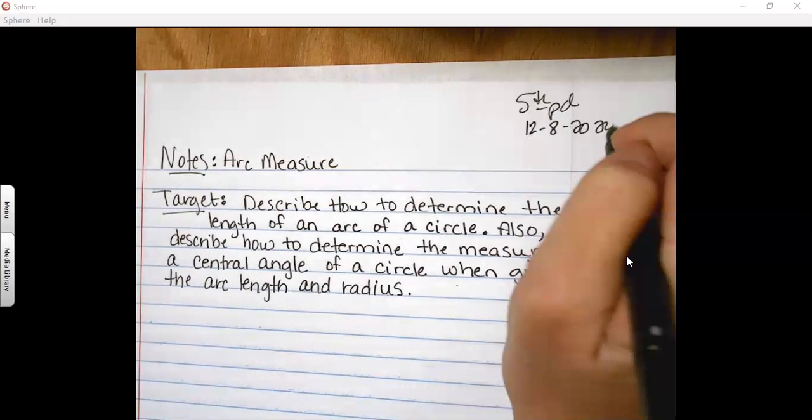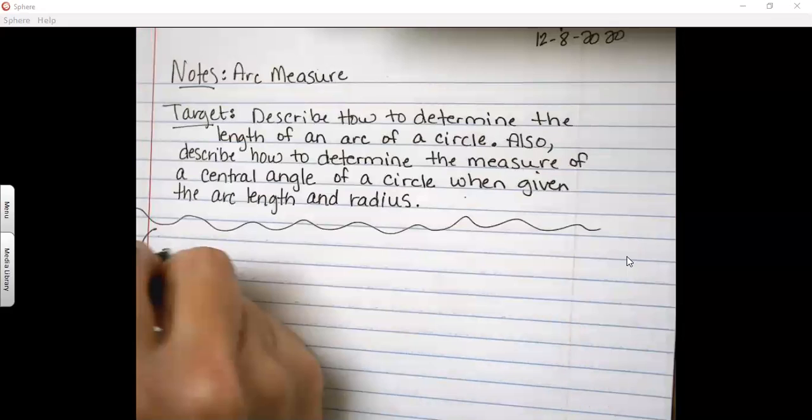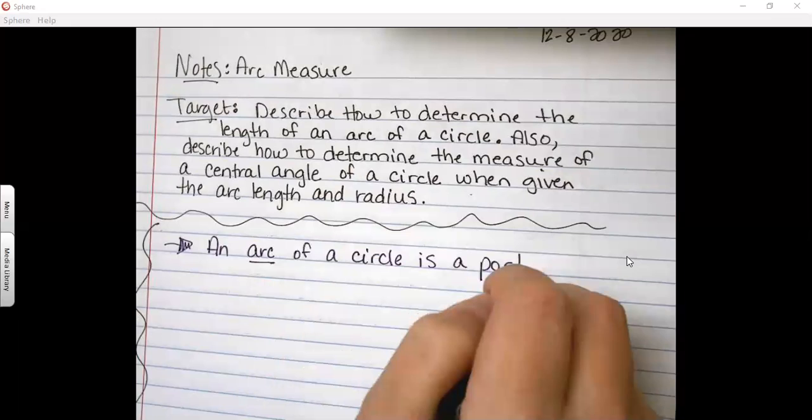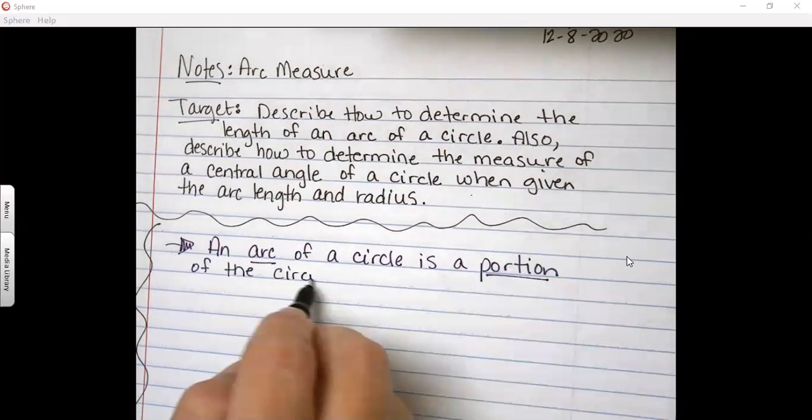Okay, well, an arc of a circle is a portion of the circumference of a circle. An arc of a circle is a portion of the circumference of a circle.